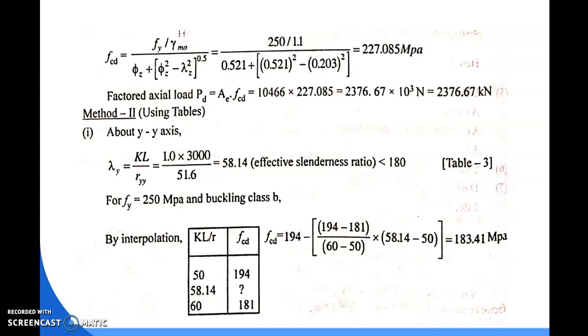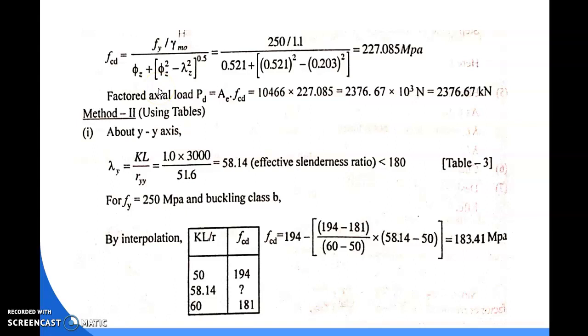So we can put these values to calculate the fcd. So by putting all the values in the fcd formula, we can find out the fcd as 227.085 Newton per mm square.